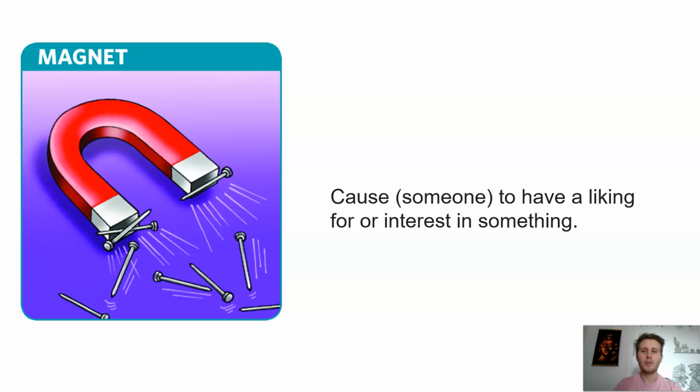The next word, cause someone to have a liking for or interest in something. So think of yourself, something that you like to do. What is that? Why do you like it? What draws you to that thing? So you can see my example. I have a magnet. You can picture that as yourself. And all the things that you like, you either go to them or they come to you. So you are what? You are attracting the things you like.